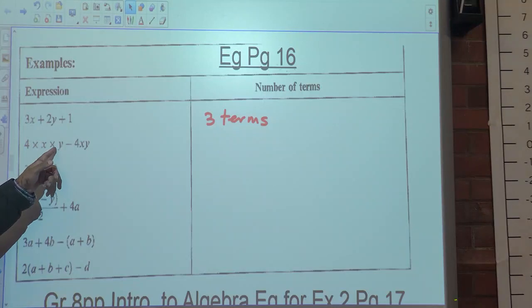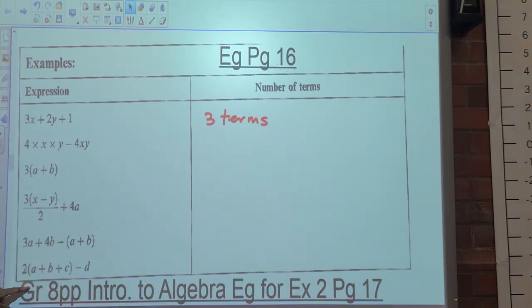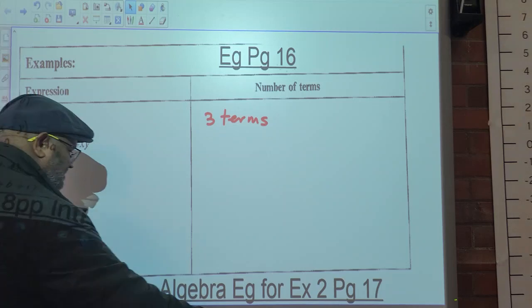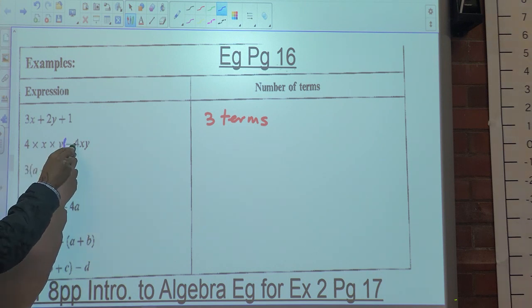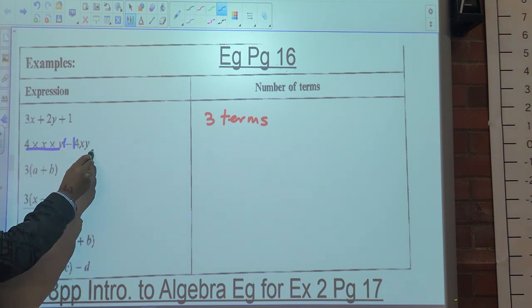Let's look at the next one. We've got 4 multiplied by x multiplied by y minus 4xy. How many terms are there? Yes, Michael? So, if this multiplication sign is supposed to form one term, yes. So how many terms are there? 2. 2. Absolutely. Why? Again, what separates terms? The plus and the minus. Plus and minus signs. So these are minus. Can you see that? So there's 1, 2 terms.